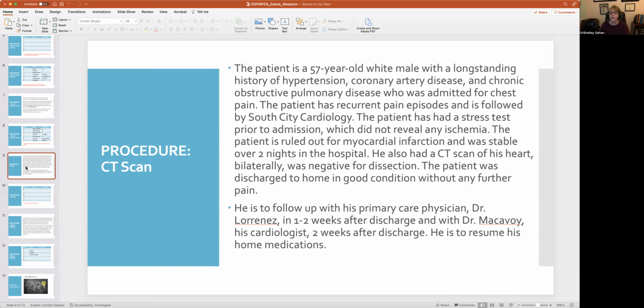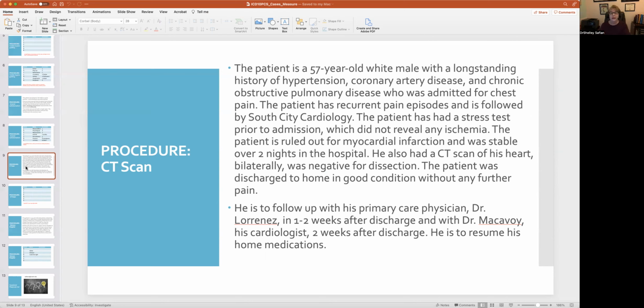The patient is a 57-year-old white male with a long-standing history of hypertension, coronary artery disease, and chronic obstructive pulmonary disease, who was admitted for chest pain. Okay. Ooh, I bet he has chest pain, also known as angina. The patient has recurrent pain episodes and is followed by South City Cardiology. That's where we got to send a copy of the test results and the report.